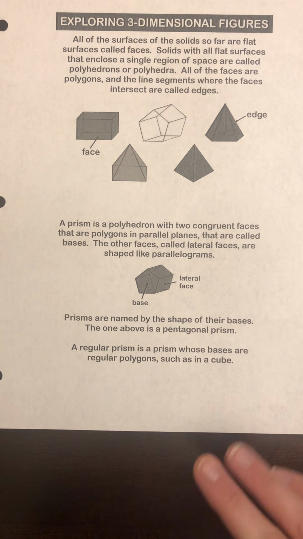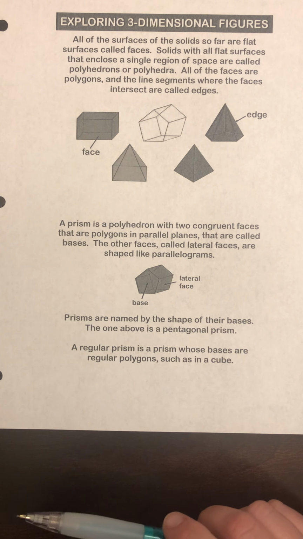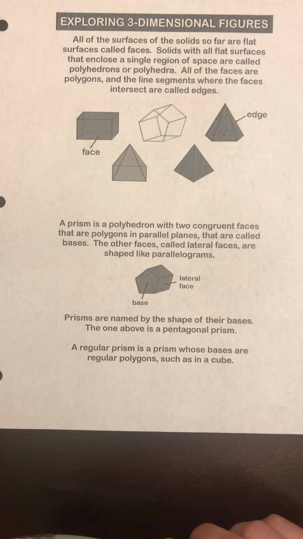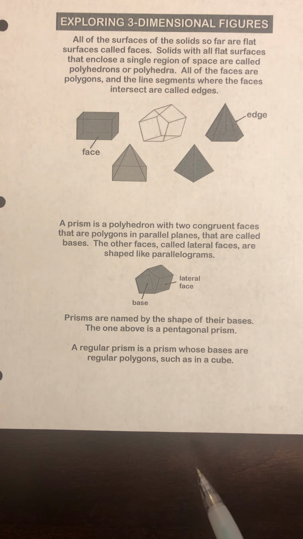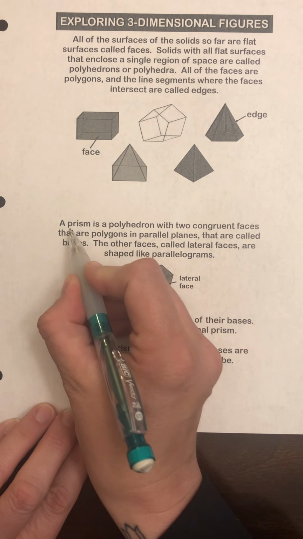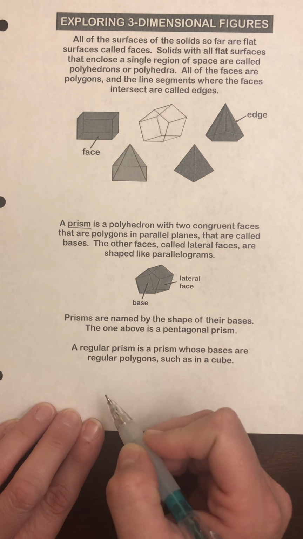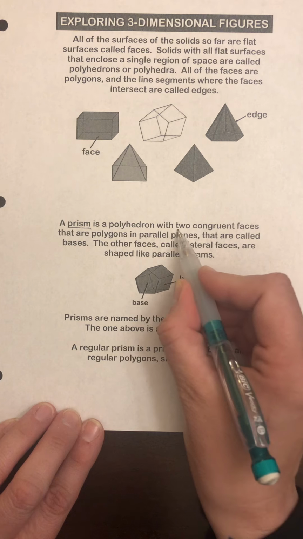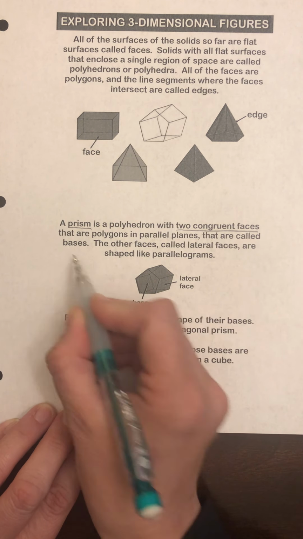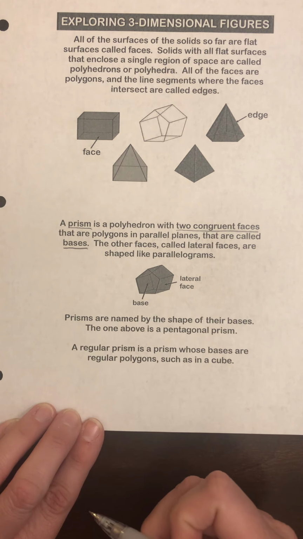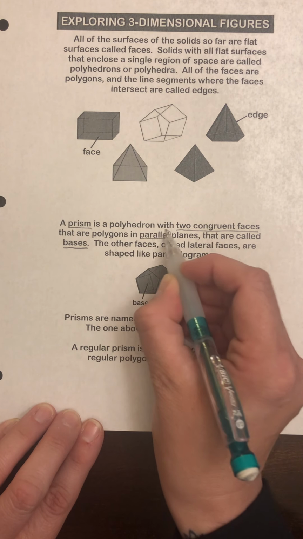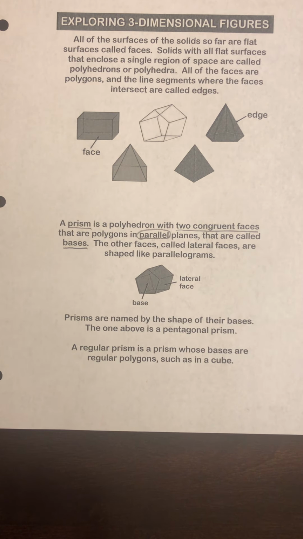Down below it says a prism is a polyhedron with 2 congruent faces that are polygons in parallel planes, and those are called the bases. So here's what you need to know, this is important. A prism is going to have 2 congruent faces, and we call those the bases, and they are parallel. All right, so prism, you're going to have 2 bases. They are congruent. They are parallel. All of the other faces are called lateral faces.